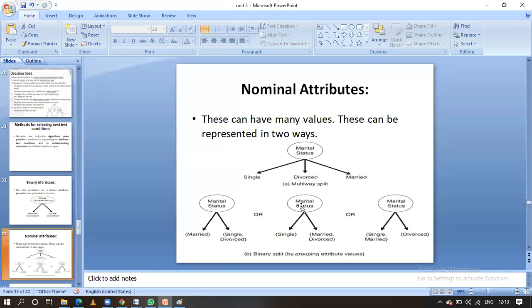Here also, marital status single, and married and divorced they have combined, guys. And the next one is marital status single and married combined into one, and the other is divorced. In this way we group the different attribute values to form a binary split, guys. In nominal attributes we will have many values as the output, like marital status single, divorced, and married. And we make that into a binary split by combining two or more attribute types.